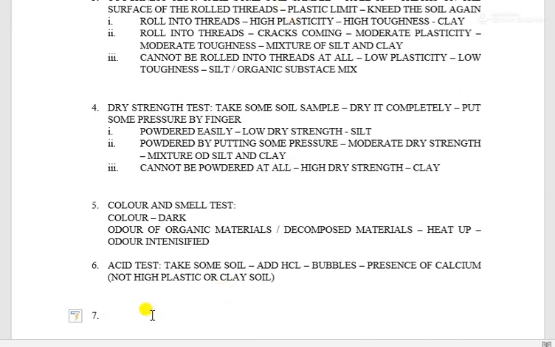Now, the last one is the sign test. This is one special type of test by which you can readily identify whether the soil is plastic clay or not, that means silt. In this test, you have to take some soil, obviously some wet soil lump, and you have to cut the lump with a knife.